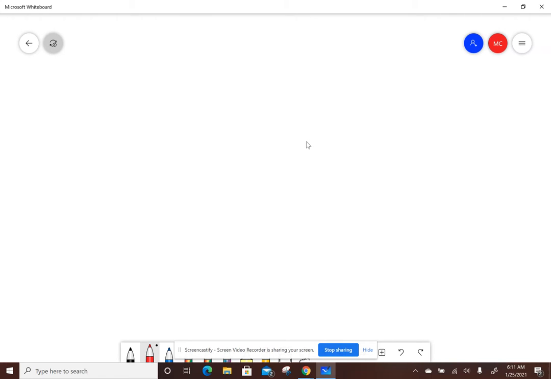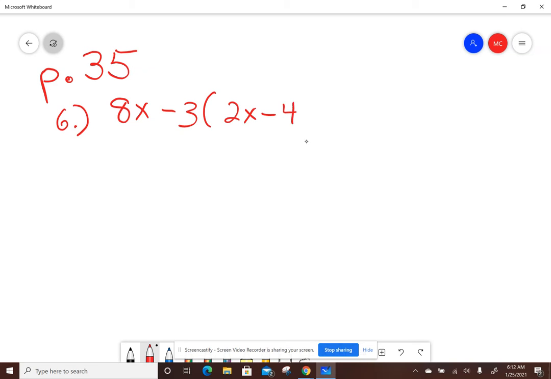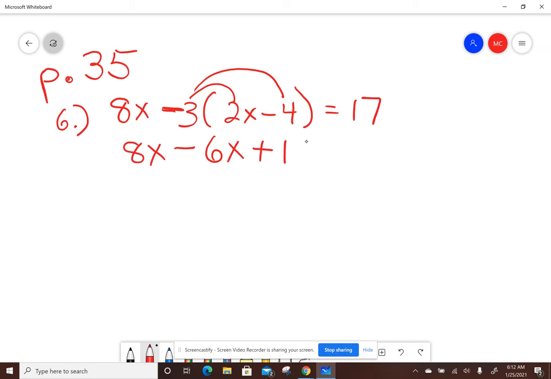Okay, so now if we turn to page 35 in the study guide, we're going to look at problem number 6. Problem number 6 is 8x minus 3 times 2x minus 4 equals 17. So I distribute first, being careful. Grandma's negative and this grandchild's negative, so I'm going to make sure that ends up being positive. So this becomes minus 6x plus 12.